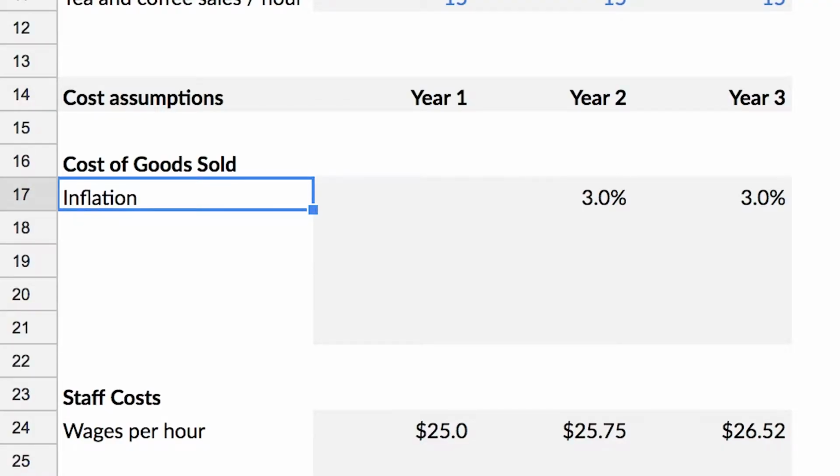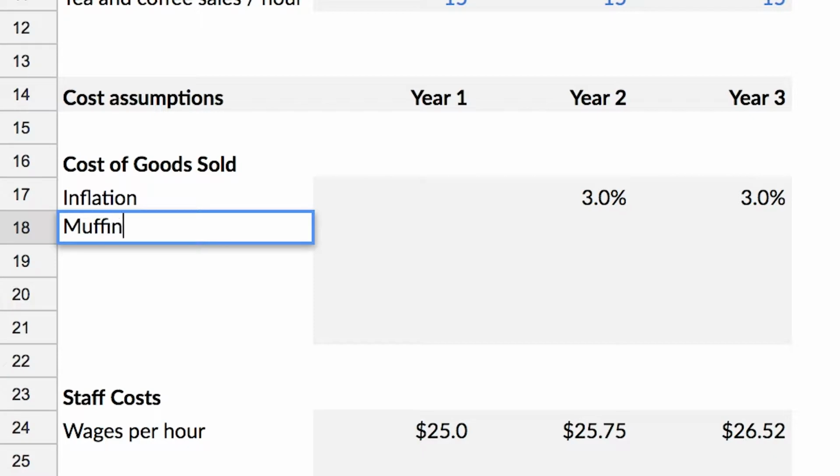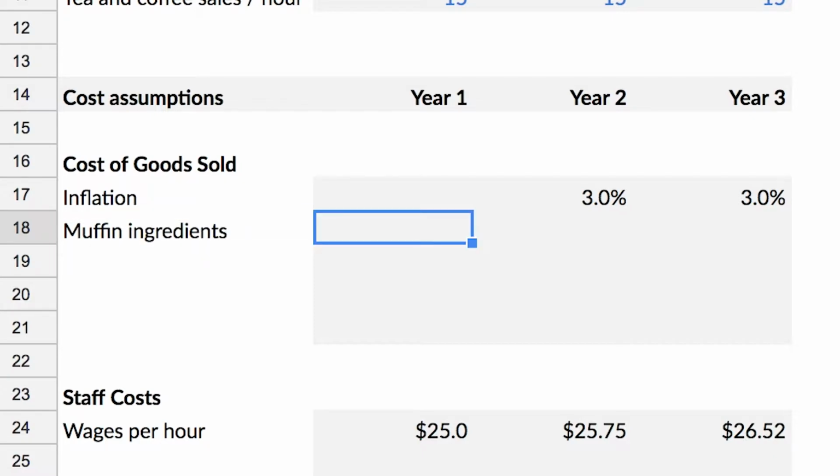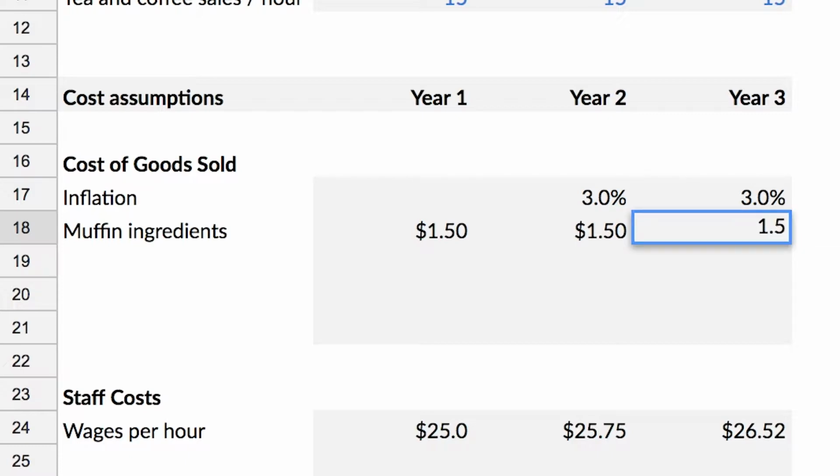And let's think about all the cost of goods sold that we need. We've got a line item in the model for inflation because it's important to think about how inflation impacts the cost. If we're buying flour and milk and coffee, we should assume that the price of those things is going to go up each year. So 3% is a good assumption for inflation. So first let's think about our muffin ingredients. We've done our calculations and we figured out that it costs us about $1.50 per muffin to actually produce that muffin. So we'll input that cost of goods sold assumption across the board.